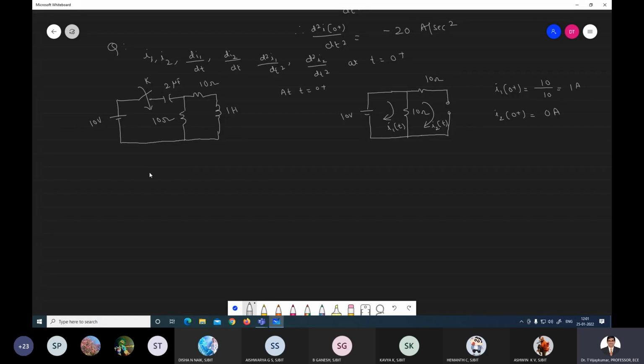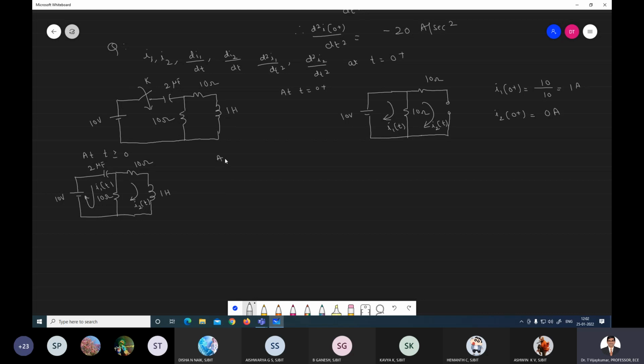Now t greater than or equal to 0, so write a circuit diagram. At t greater than or equal to 0, what is the circuit you write? Here there will be a capacitor, one resistor is there, and here there will be a resistor and then inductor. So this is your 10 volt, this is 2 microfarad, and this is 10 ohm, and this is 10 ohm, and this is your 1 Henry. So this is your I1 of t, and this is your I2 of t.